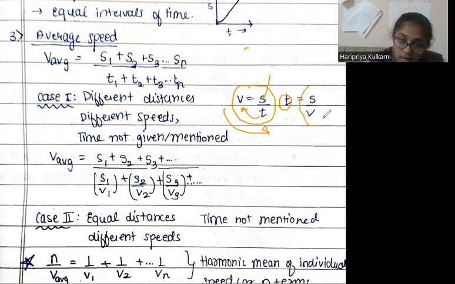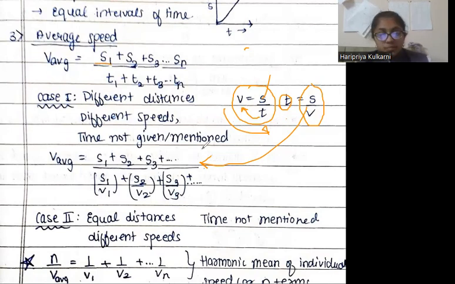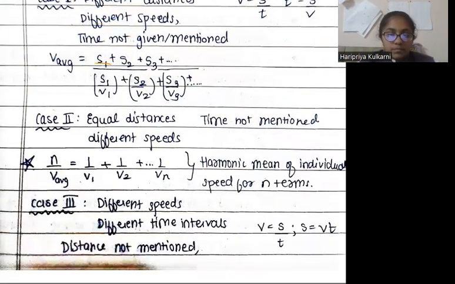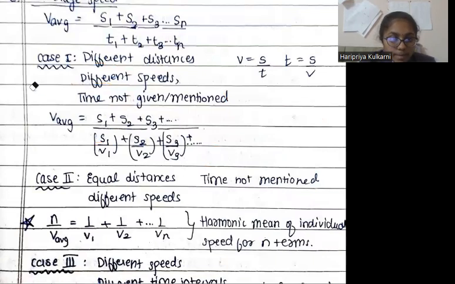So this same formula I'll put in this equation where I am not having the time values, right? Again, the distances are s1, s2, s3 up to sn, n terms. And instead of t, because I don't have the time, I'll substitute s1 by v1 plus s2 by v2 plus s3 by v3. Okay. So what if in the same case our distances are equal? What will happen? This will be s plus s plus s up to n terms. That is s into n, I can say, right?